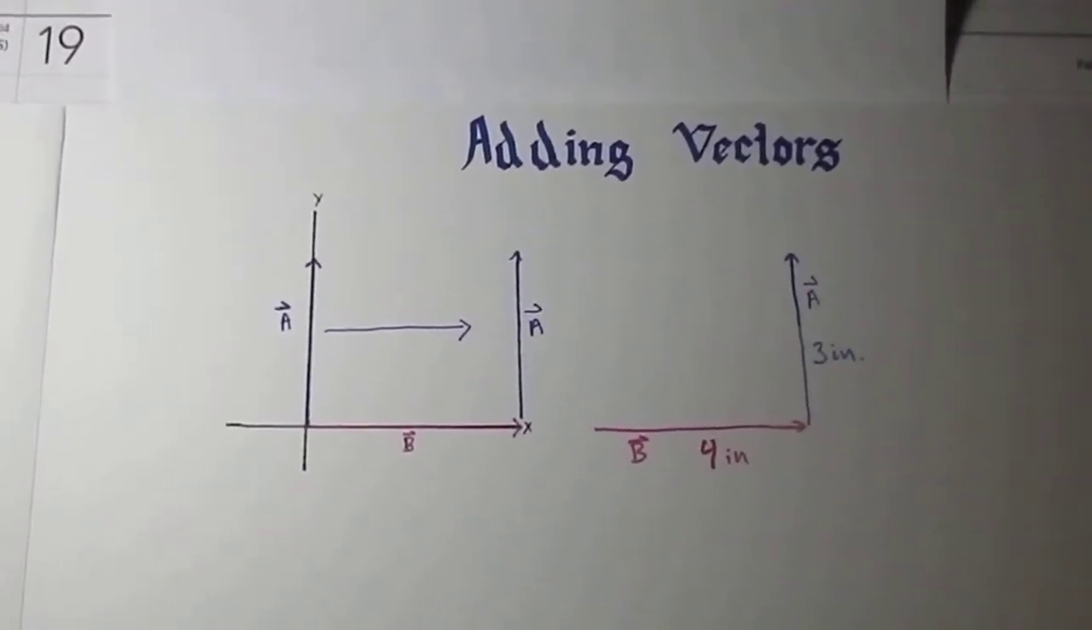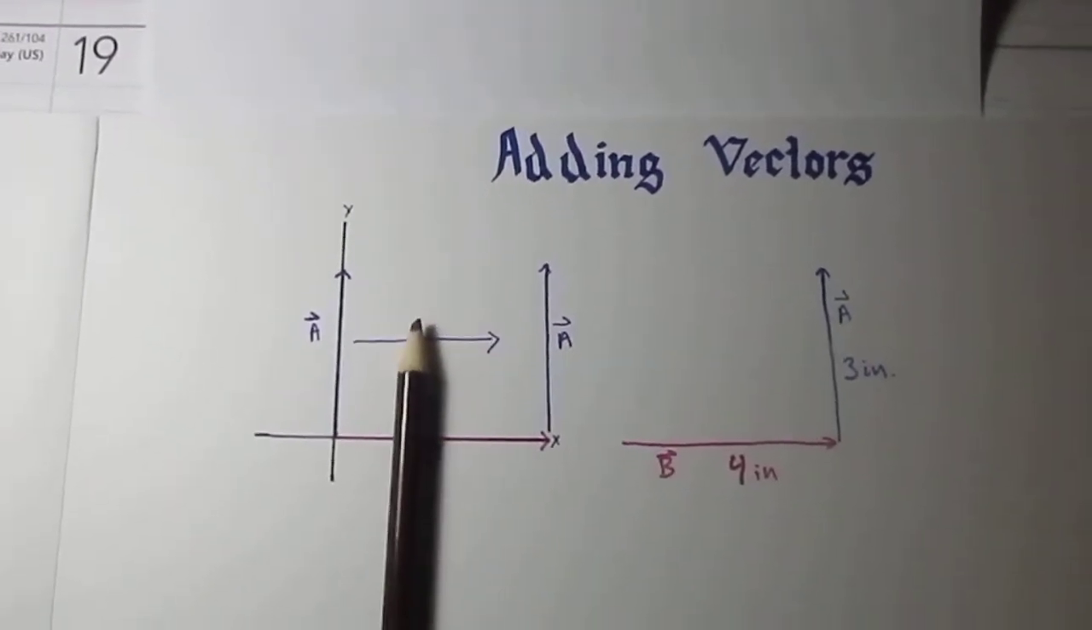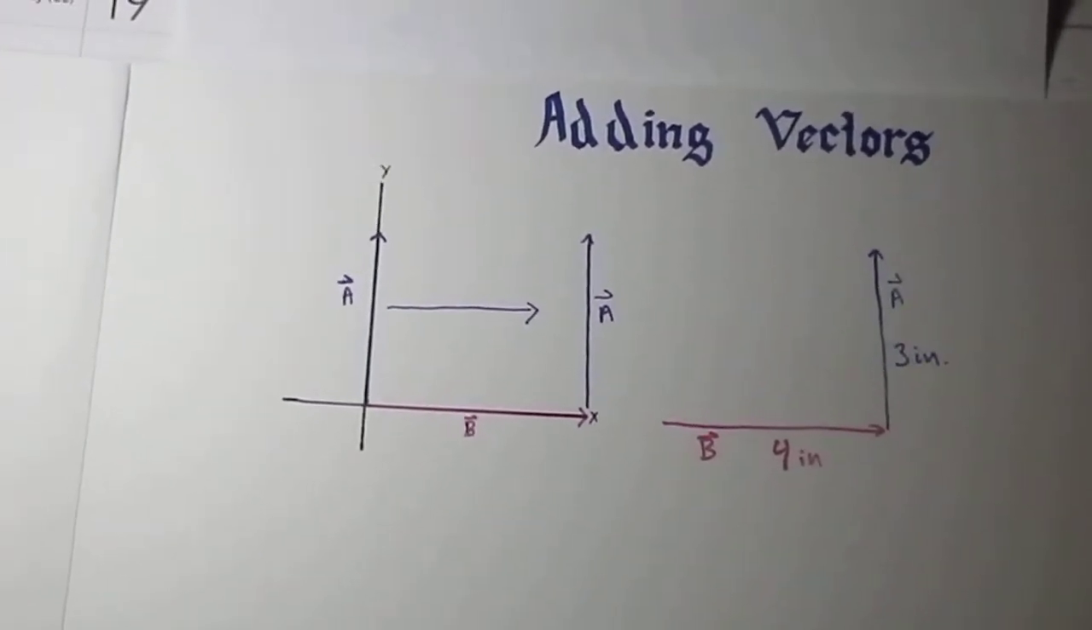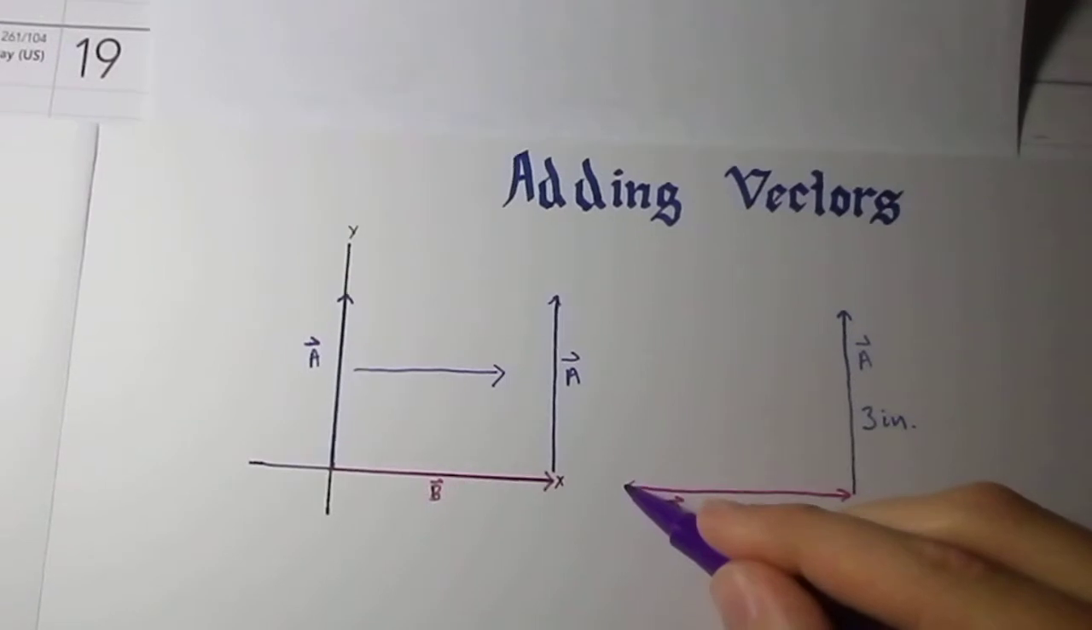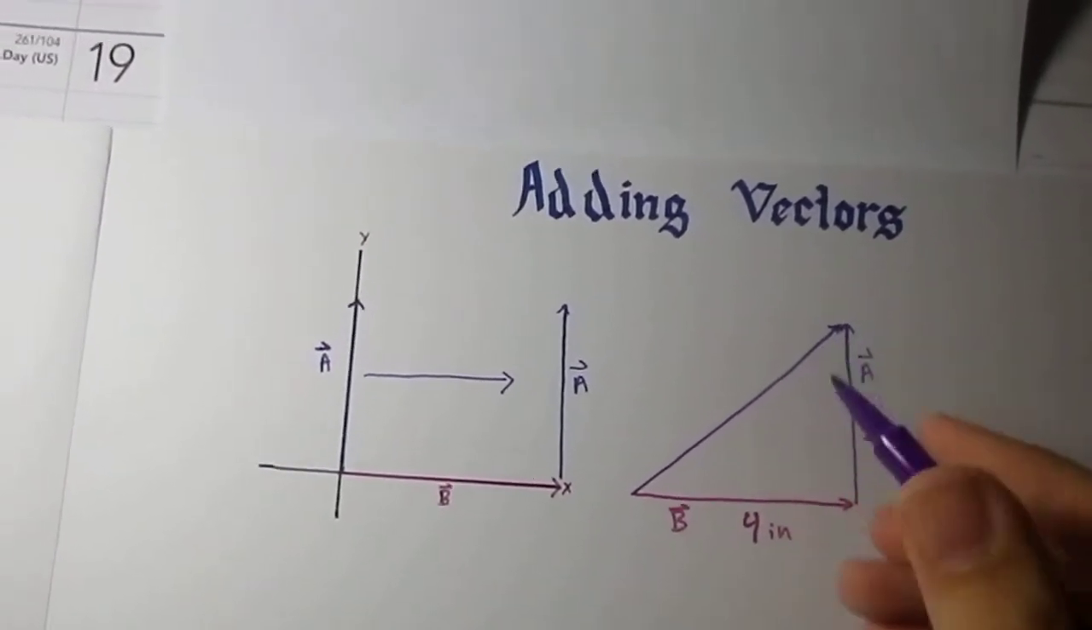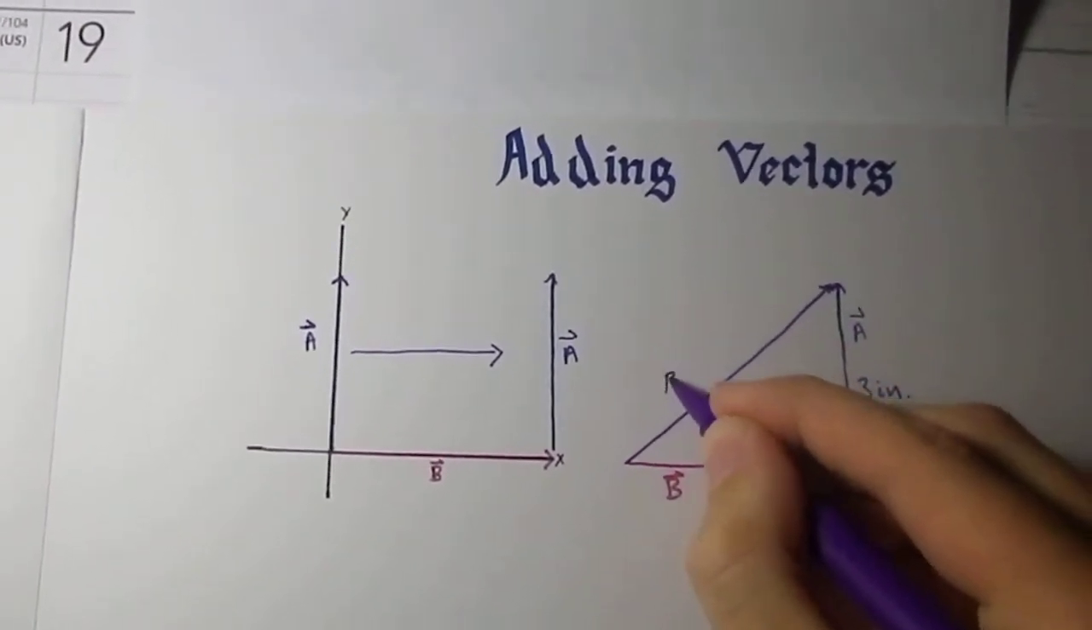I'm not really going to totally define it right now. So this is going to be your displacement vector. We call that vector R.